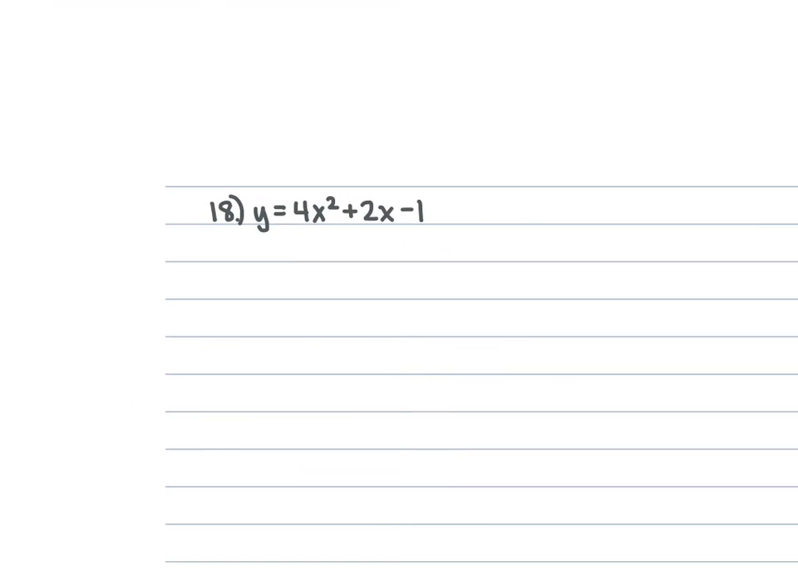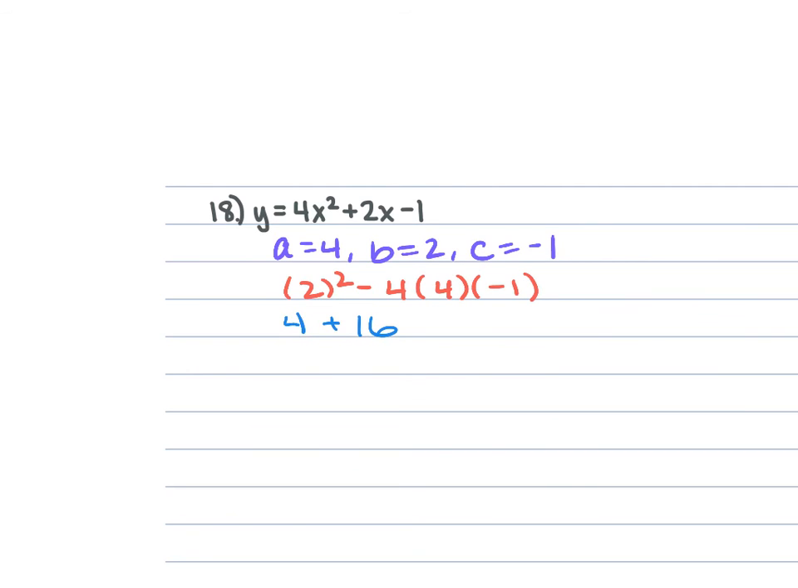For our last question, we have y is equal to 4x squared plus 2x minus 1. So our a is 4, our b is 2, and our c is negative 1. So this is going to give us b squared, so 2 squared minus 4 times a, which is 4, times c, which is negative 1. From here, we're going to have 4 minus the 4 times 4 is 16, times the negative 1 turns this to a positive 16. 4 plus 16 is 20, so we have 2 real solutions.